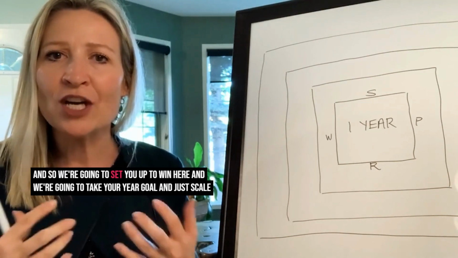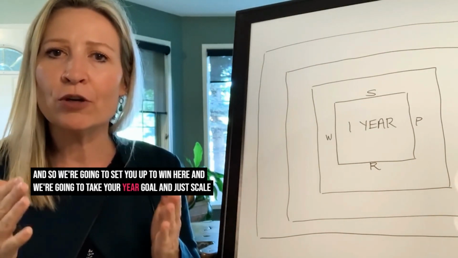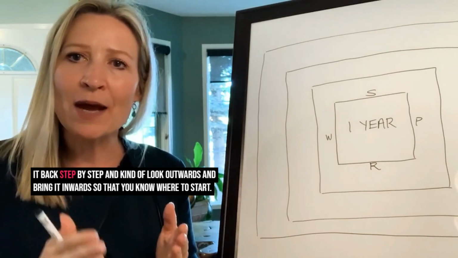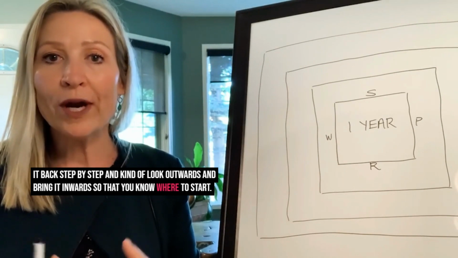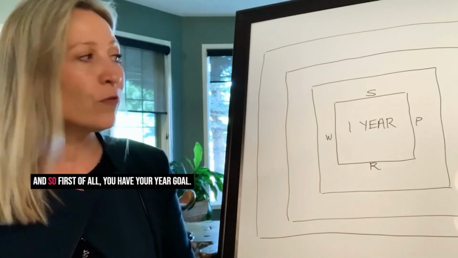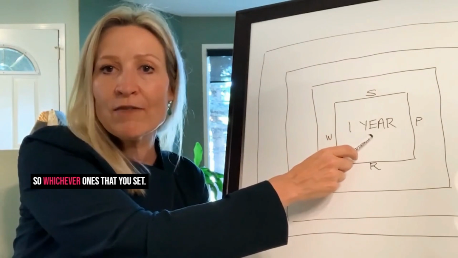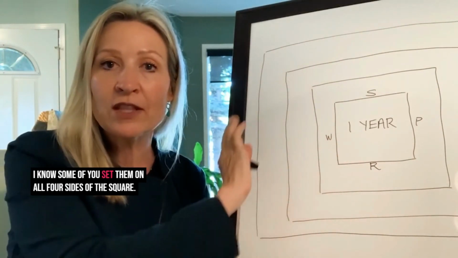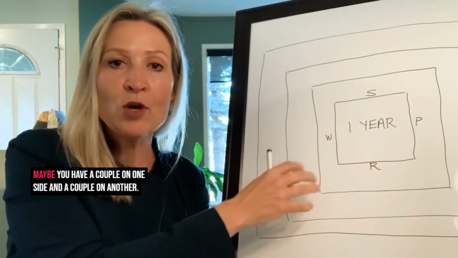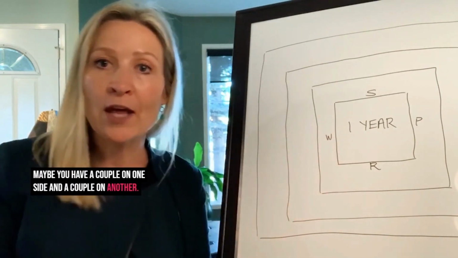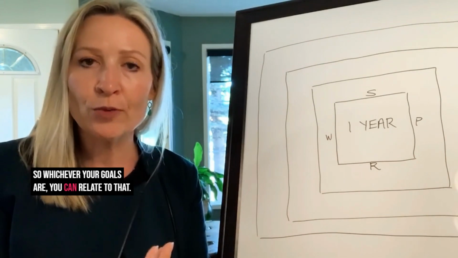And so we're going to set you up to win here, and we're going to take your year goal and just scale it back step by step and kind of look outwards and bring it inwards so that you know where to start. Okay, and so first of all, you have your year goals. Whichever ones that you set. I know some of you set them on all 4 sides of the square. Some of you set maybe 3 goals. Maybe you have a couple on one side and a couple on another. So whichever your goals are, you can relate to that.